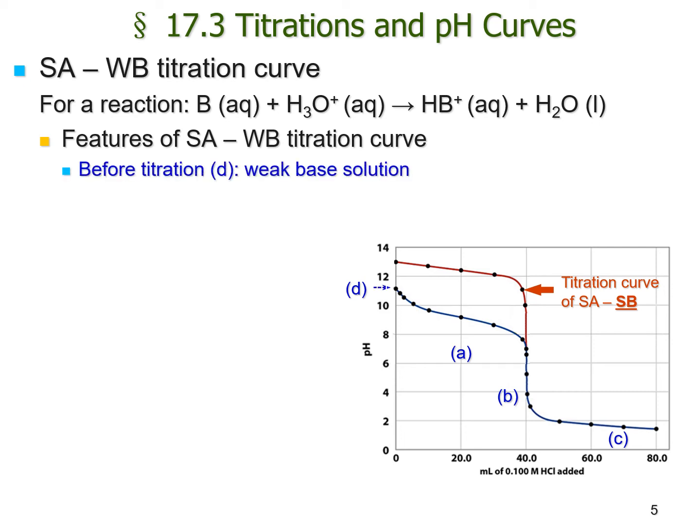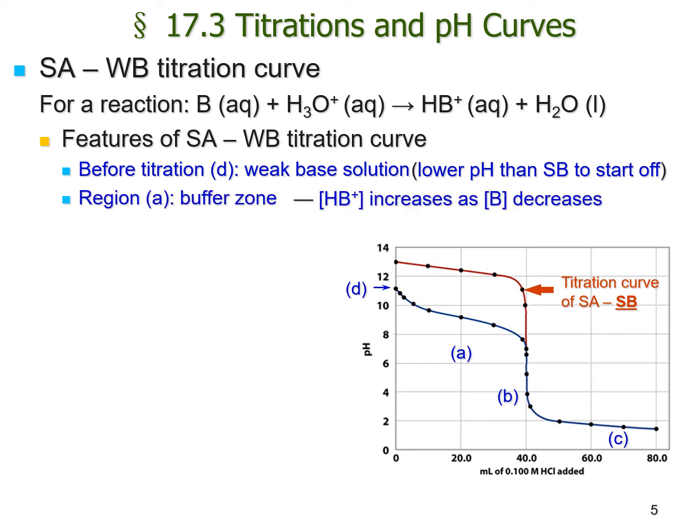First, the point D, the initial point, so the pH of this weak base solution. And it starts off low. That is because of partial dissociation of a weak base. So we do not have enough amount of hydroxide like a strong base to keep pH higher. So we start off with a low pH for the weak base.